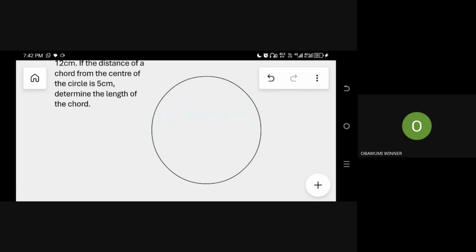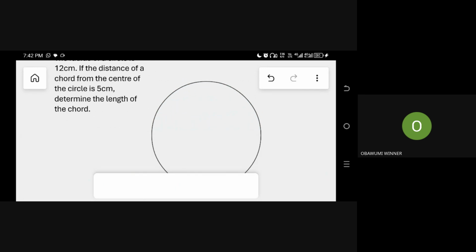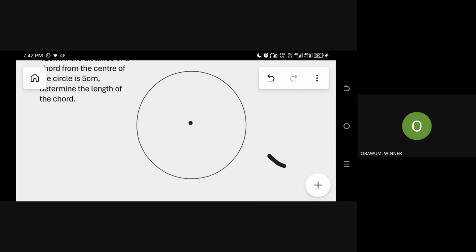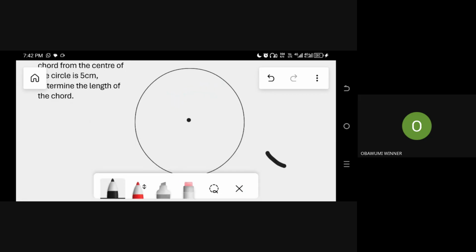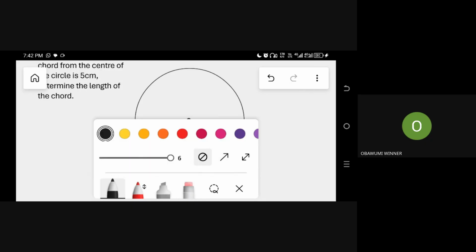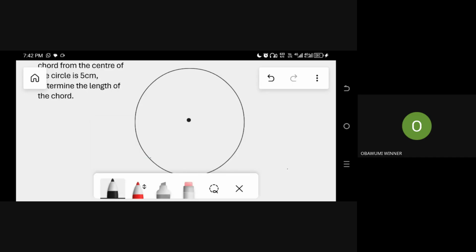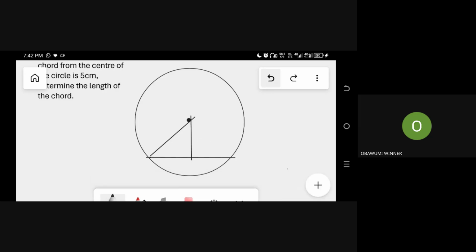Okay, so this is my circle. Then I'll try to map out the center of my circle. That should do as a center. Next is the chord. Okay, let's say I have the chord here. This is my chord. Distance of the chord from the center, radius. This is one radius, and then the other radius as well.